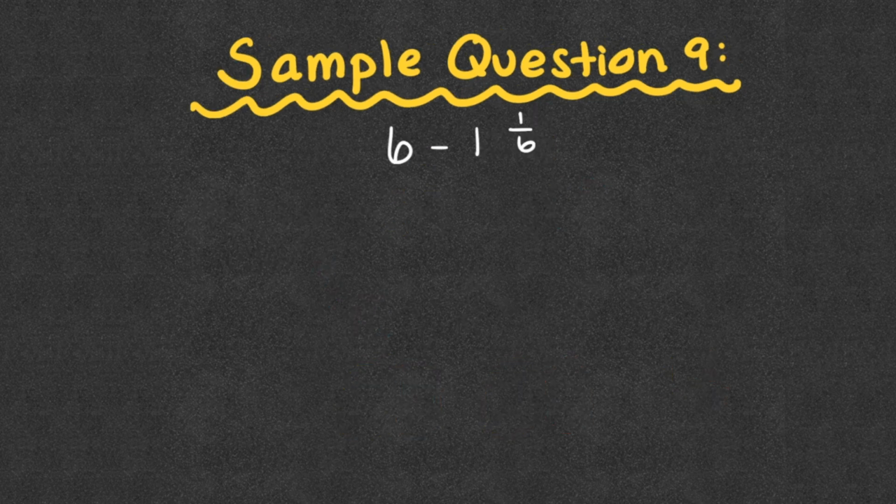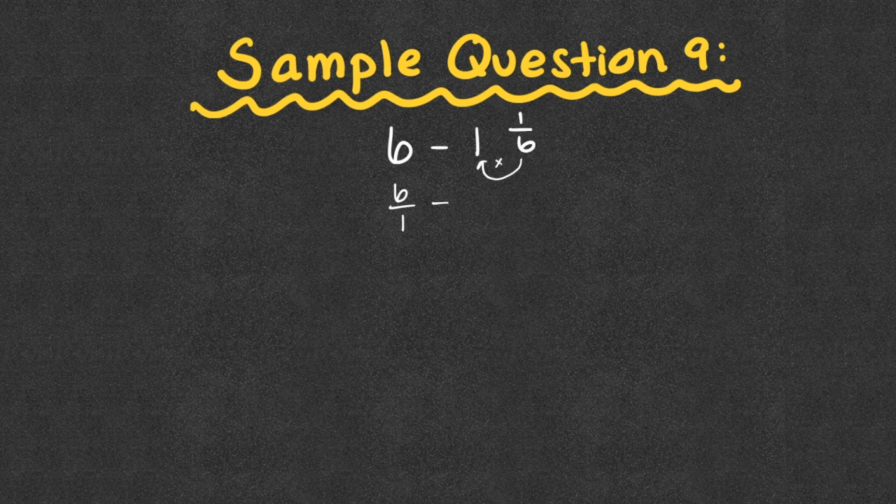Final sample question number 9. I know we have made it. We have 6 minus 1 and 1/6. I'm going to show you again 2 different methods to do this. Some of you may say, what am I going to start with? 6 doesn't have a denominator. Any whole number has a denominator of 1. So I can change this to 6/1 minus, and we're going to turn this into an improper fraction.